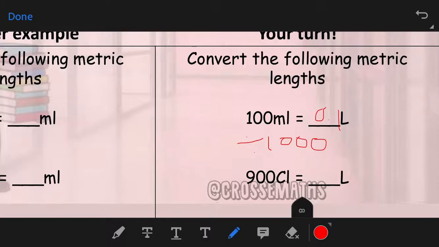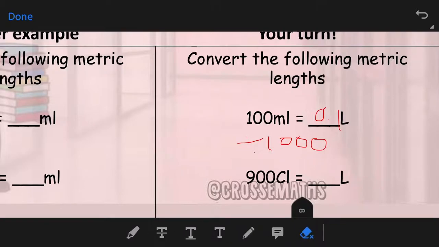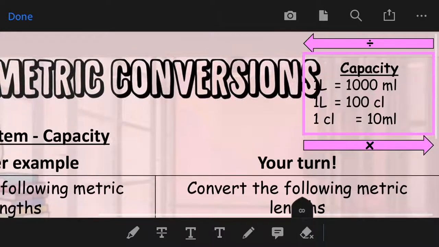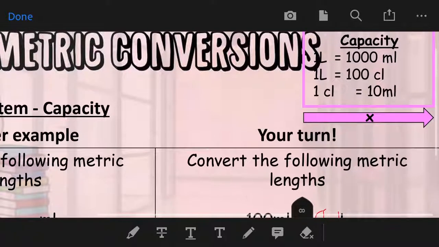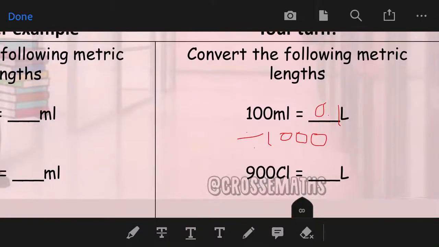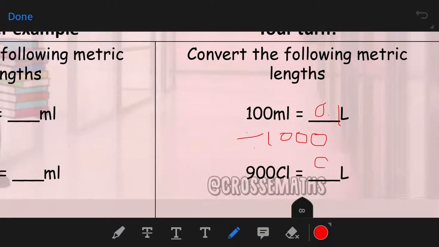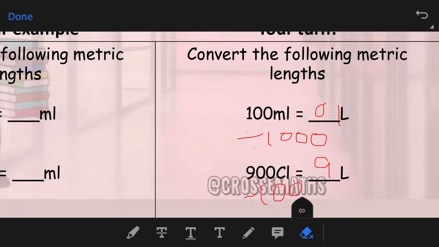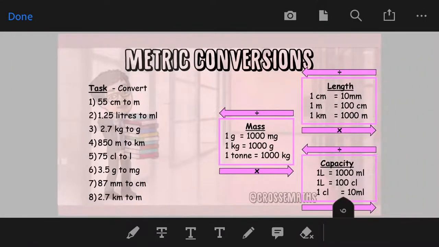Underneath, 900 centilitres into litres. Okay, if you look at the grid up top, centilitres to litres. Okay, 100 centilitres is 1 litre. So if 900 centilitres, that's going to give me 9 litres. We're going to be dividing by 100. Okay guys, make sure those are copied down.